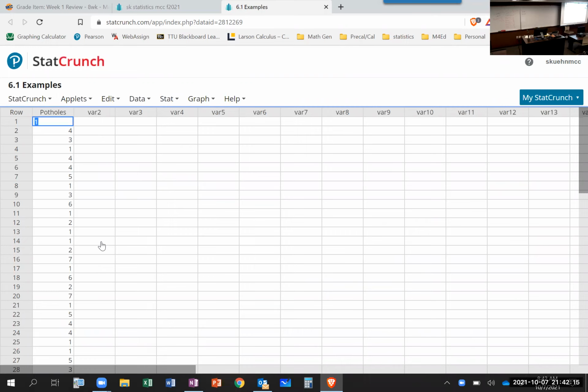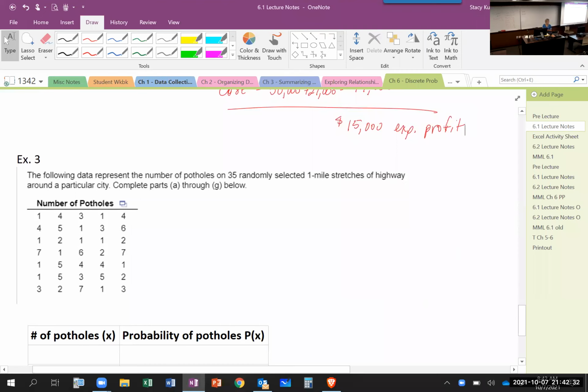Okay, so we're gonna walk through some commands on how to do this in StatCrunch and how that's gonna look for us. So we have a problem there on your paper that says the following data represents the number of potholes on 35 randomly selected 1 mile stretches of highway in some city, right? So they sent people out to look at 35 different 1 mile stretches and count up the number of potholes in that 1 mile stretch, okay? And this is the data that they collected.